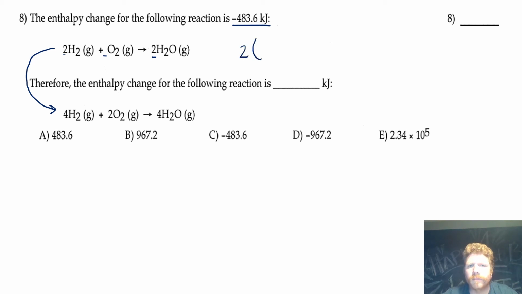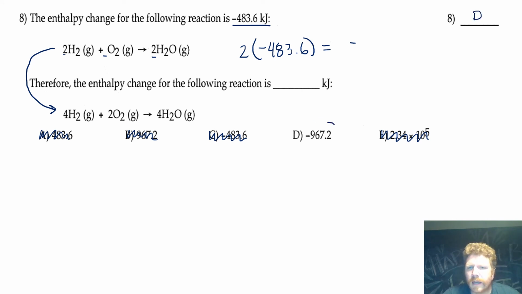So 2 times negative 483.6 is still a negative number, so we can do some process of elimination. The same reaction is going to have a negative value, so we can scribble out A and eliminate B. C shows the exact same answer. Well, if we're reacting more of a substance, it's going to produce more energy, so C is out, leaving us only with E and D. E is a positive number, so that's out. Simply through process of elimination, we're left with D.